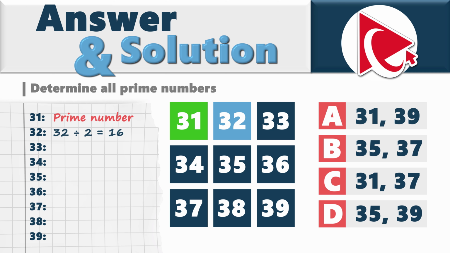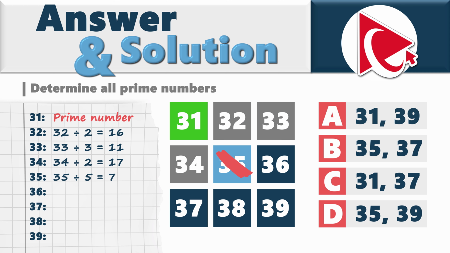32 can be divided by 2 and the end result of this is 16, so 32 is not a prime number. Same with 33, it can be divided by 3. 34 can be divided by 2, 35 can be divided by 5, 36 can be divided by 2, 37 is a prime number. You can go through the same chain of exploration as we did for number 31.